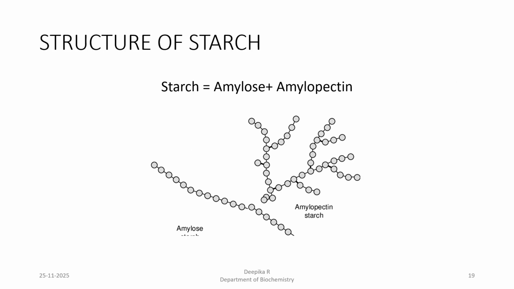Here in the structure we can make out that starch is mainly made up of two components, amylose and amylopectin. This is the structure of amylose. It has a straight chain structure. The bond between individual molecules is called the alpha 1,4 linkage. Here we can see another structure, amylopectin. Wherever there is a branching, we can see the alpha 1,6 linkage. The rest of the straight chain has alpha 1,4 linkage only.